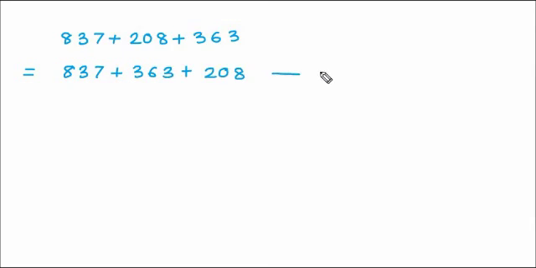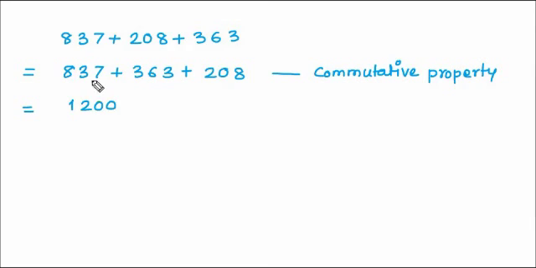Which property have we used? We have used commutative property. 363 went here, 208 went this side. So physically we have interchanged the position and hence we have used commutative property. And now we can add these two numbers. When we add these two numbers, you can do that addition in your rough work and find out we get this number. Once we get these zeros, adding the next number becomes very easy and hence the commutative property has helped us in finding this answer.